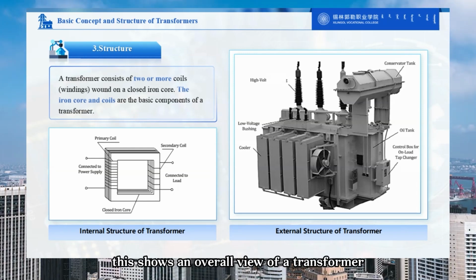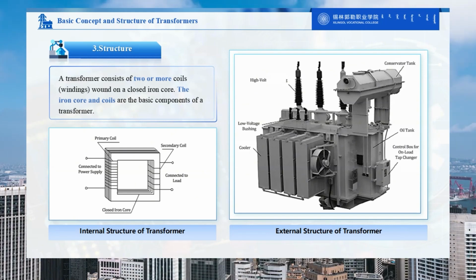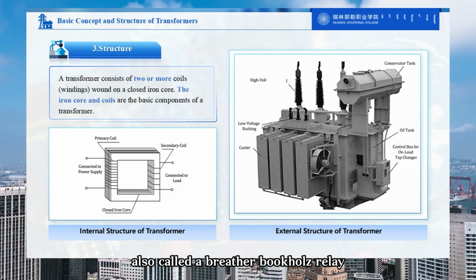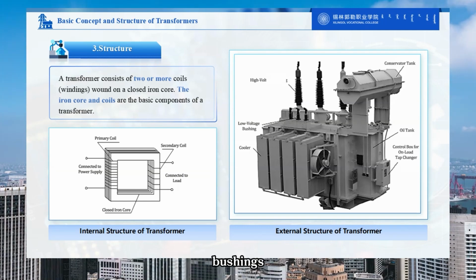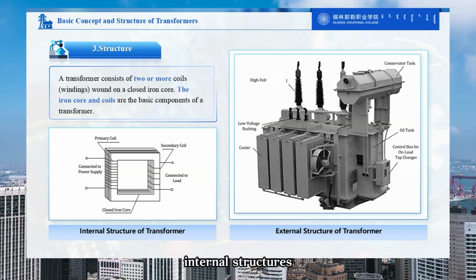This shows an overall view of a transformer. External structures mainly include a thermometer, oil conservator, also called a breather, Buchholz relay, bushings, which are further divided into high voltage and low voltage bushings, tap changer, tank, and grounding terminal. Internal structures mainly consist of the core and windings.